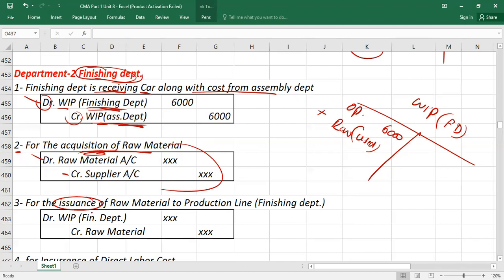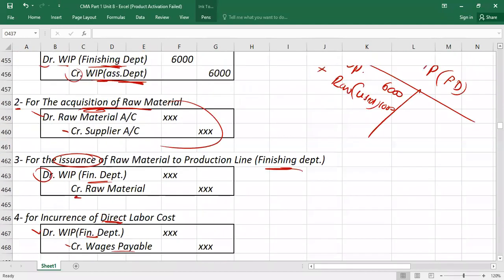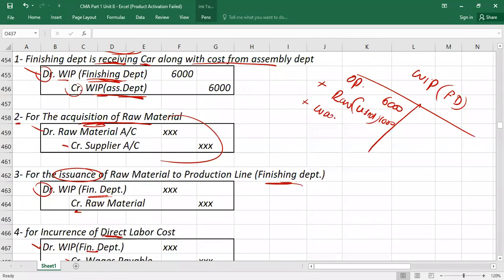The raw material which we issue to the finishing department, that will go to work in process. So let's say we issue the raw material to which department? To finishing department. So you will debit work in process of finishing department, credit what? Raw material. Let's assume raw material is $1,000. Then again, you will incur labor cost. For direct labor cost, you pass the same entry as you passed in department number one. So what entry will you pass? Debit work in process of which department? Finishing, credit wages payable. It will also go to work in process with the name of wages or labor cost.